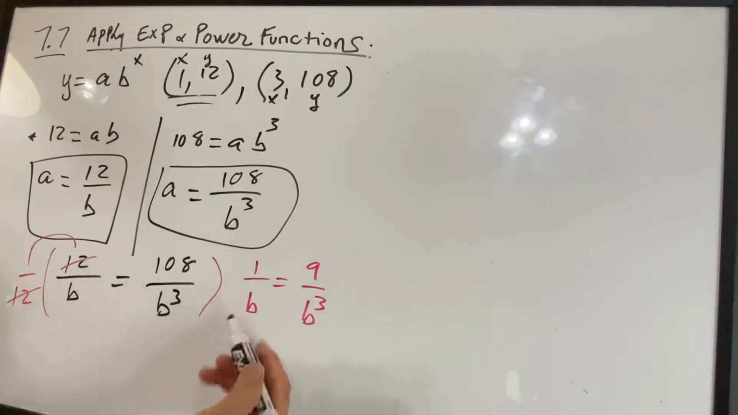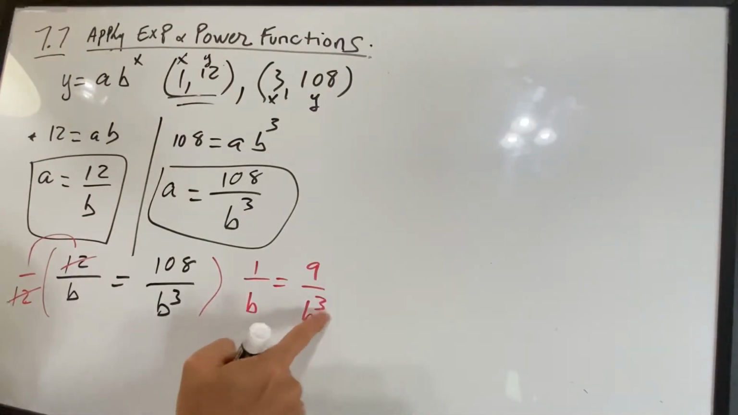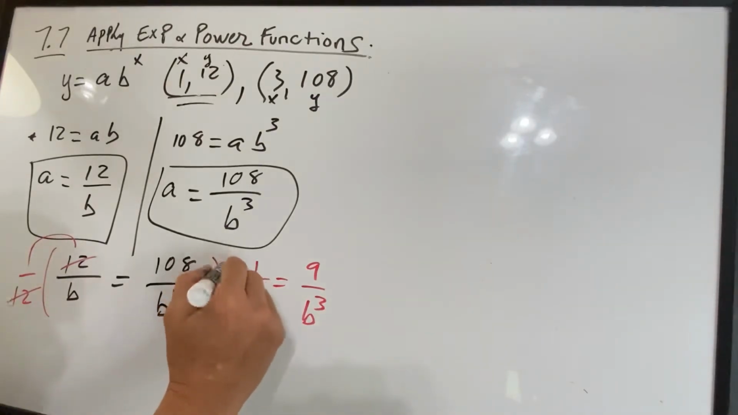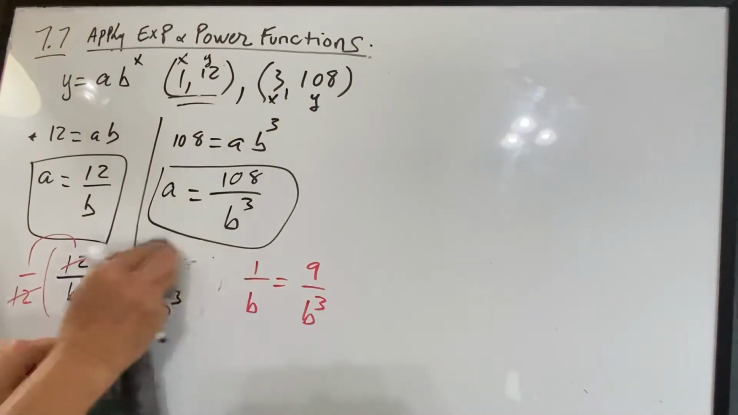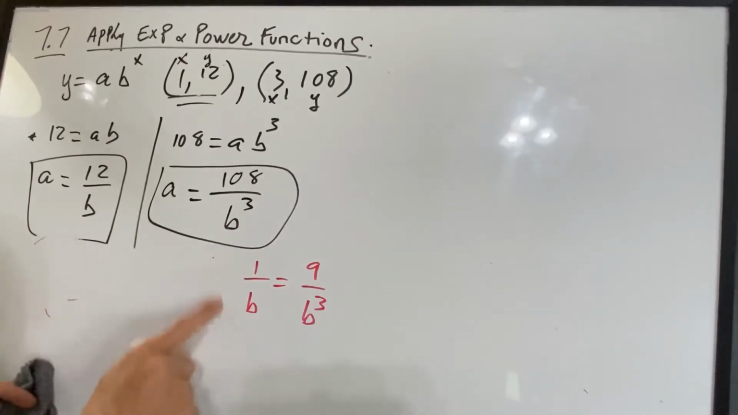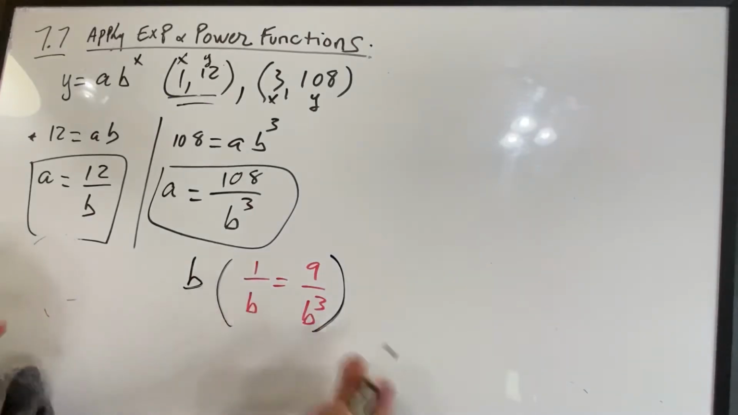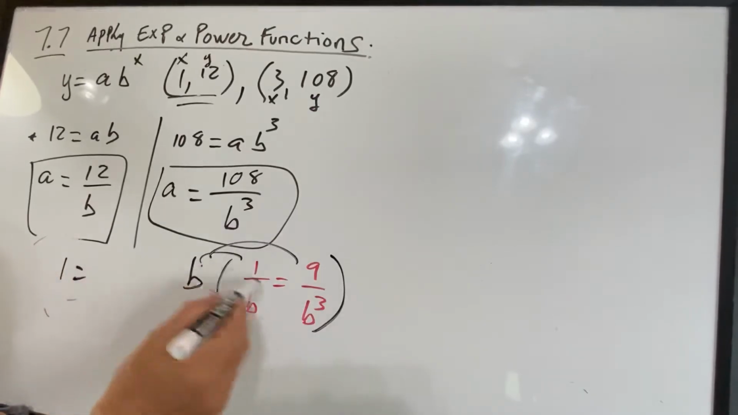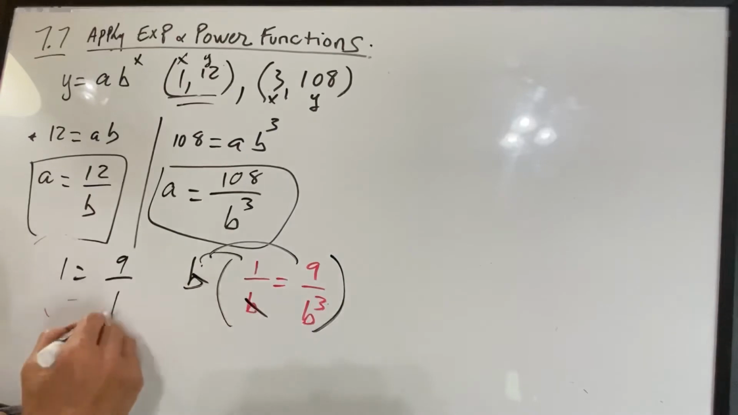Makes sense? So look, how about I times another b? Of course, b cannot be 0. Because I have b and b to the third, I'm going to solve for b. So I want to get rid of b over here, so I'm going to times b on both sides. You do the same thing to both sides, you have not changed anything. So timesing in, you got 1 on the left, and on the right 9 over b to the third times b gives you b squared.